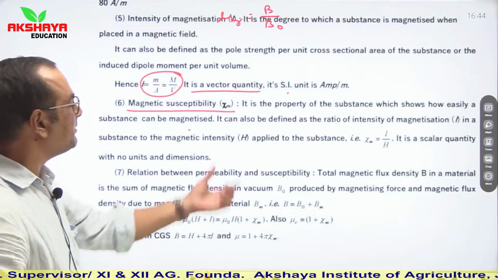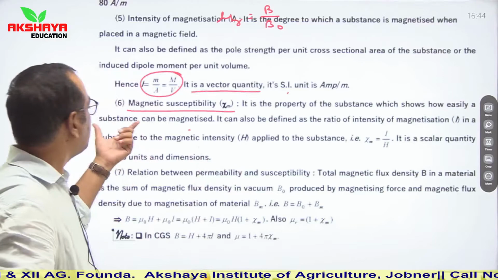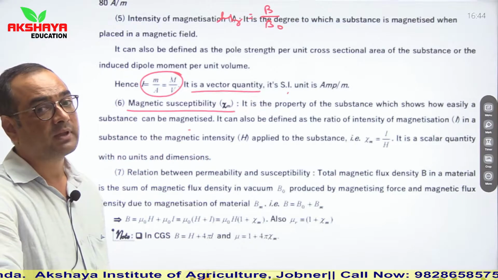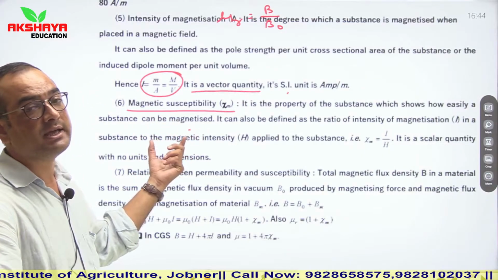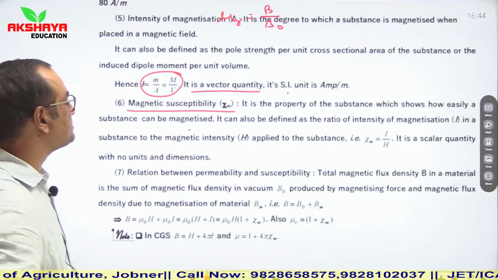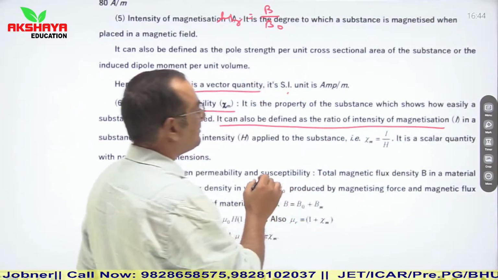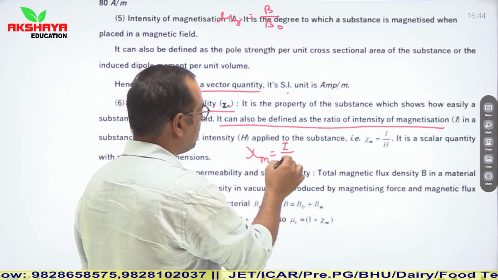So magnetic susceptibility is the property of a substance which shows how easily a substance can be magnetized. So it can be defined as the easiness of magnetization of a substance. It can also be defined as the ratio of intensity, so it can also be defined as xi m is equal to I upon H.